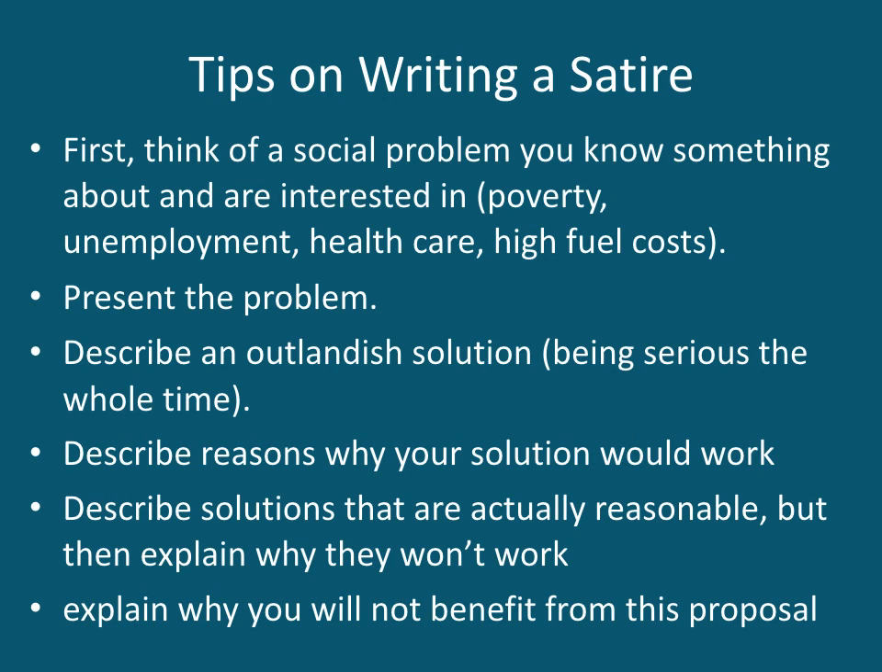Explain why you will not benefit from this proposal. Just like Swift described how he was neutral, that his wife was beyond childbearing age and his children were too old to be sold or eaten. And in the end, make sure that the real point of your satire comes across. What are you really trying to say? And pay attention to how Swift does that, and pay attention to how the end of I Want a Wife accomplishes that.